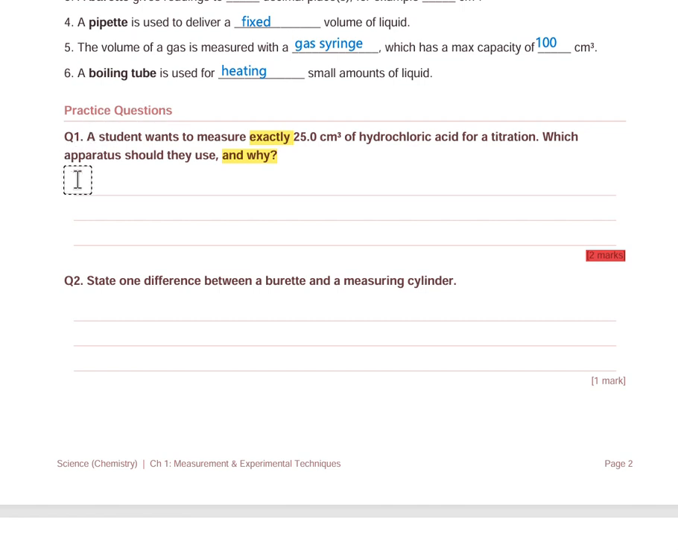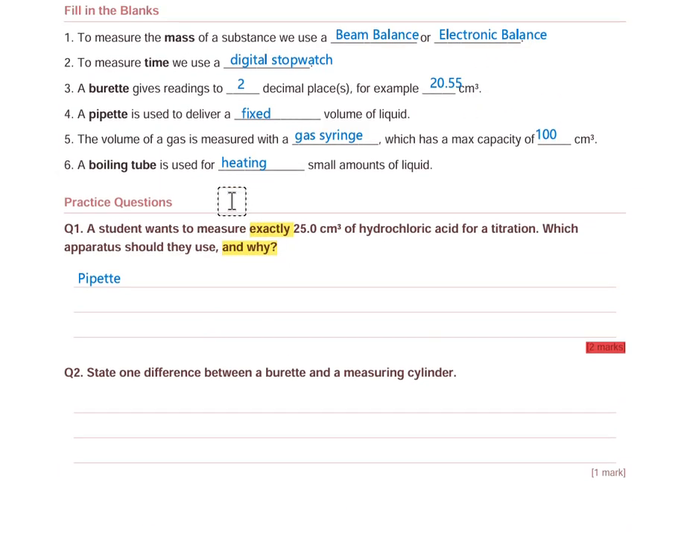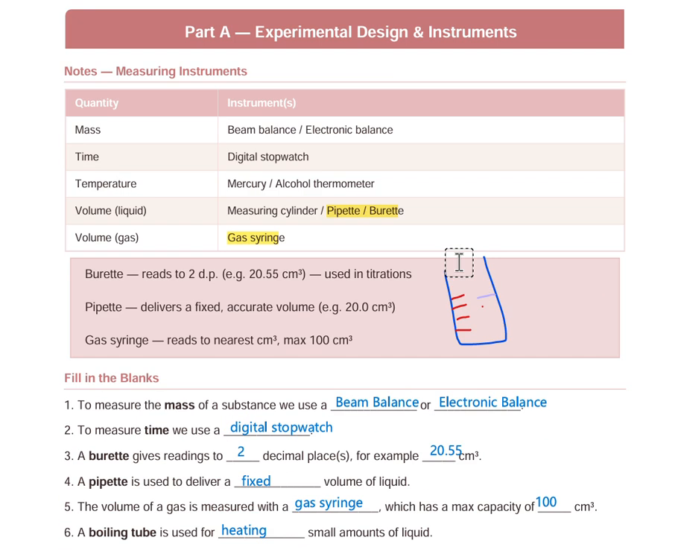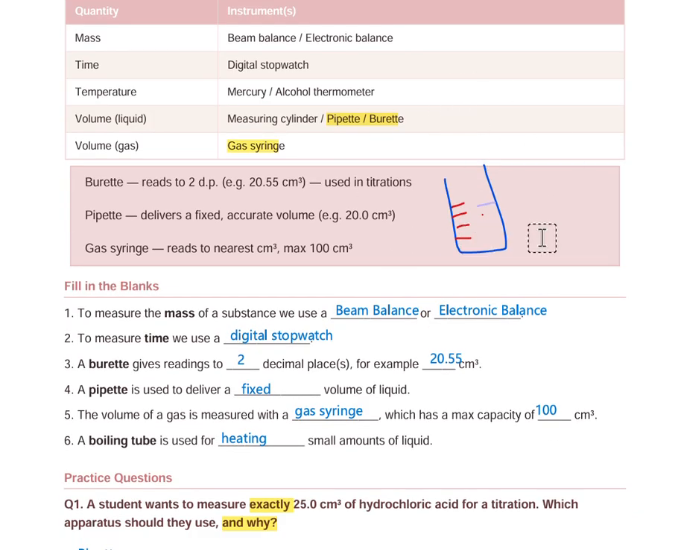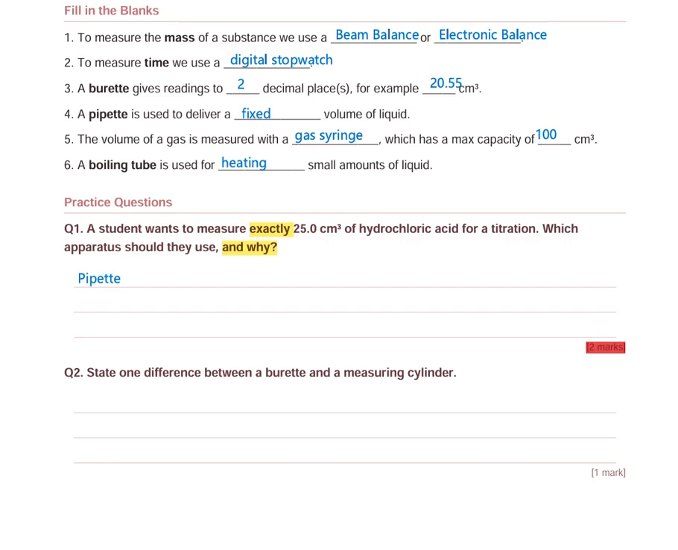So the first answer would be the pipette. The first question would be, why a pipette? Remember to read the question carefully, okay? A student wants to measure exactly 25.0, as I stated just now, here. This is what a pipette will look like. Without the red drawings here, it will be like this. This is what it will look like. It's so hilarious sometimes, but it's okay.